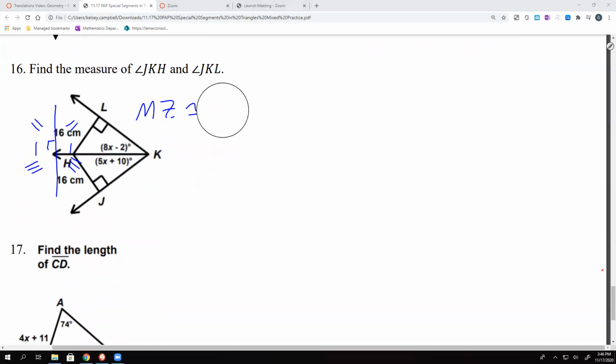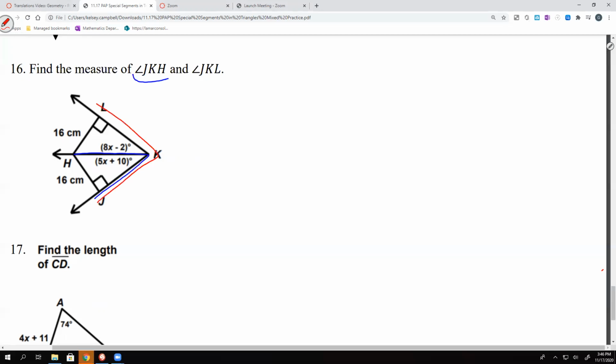And now number 16. Okay, we have these 2 angles here. We need to find the measure of JKH. So JKH is this one here. And then they also want us to find the measure of angle JKL. JKL is that big one there.